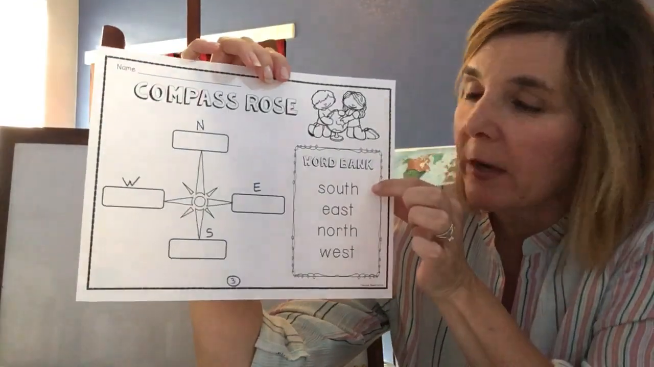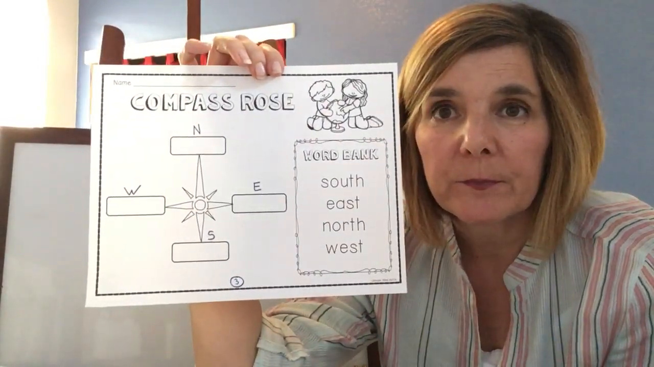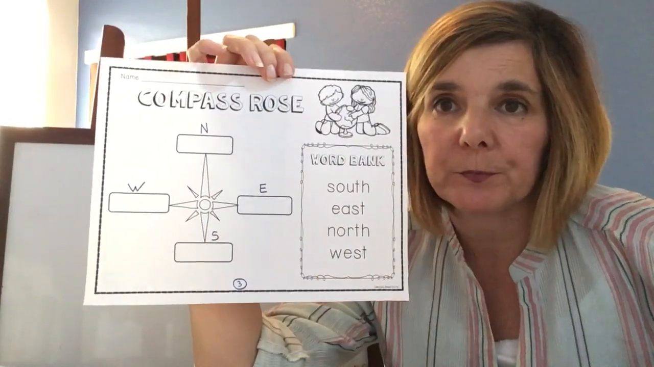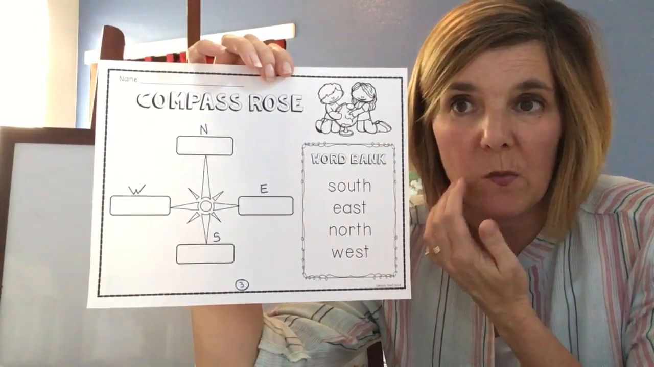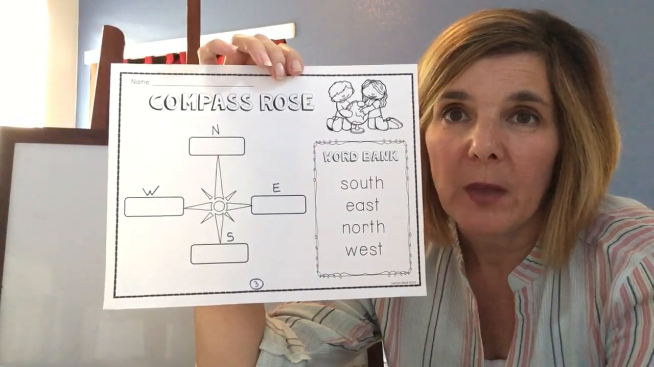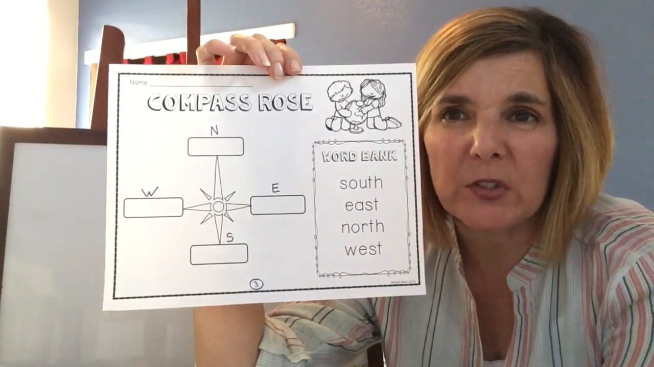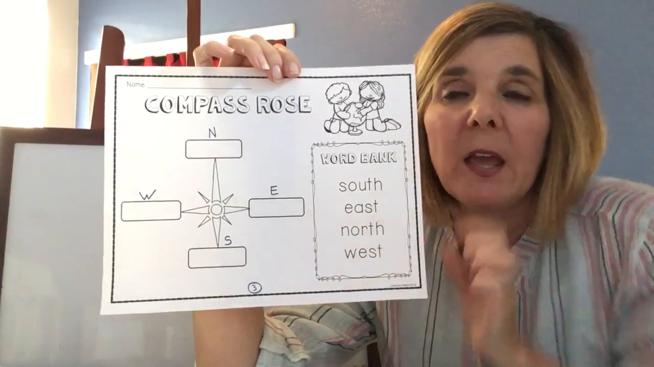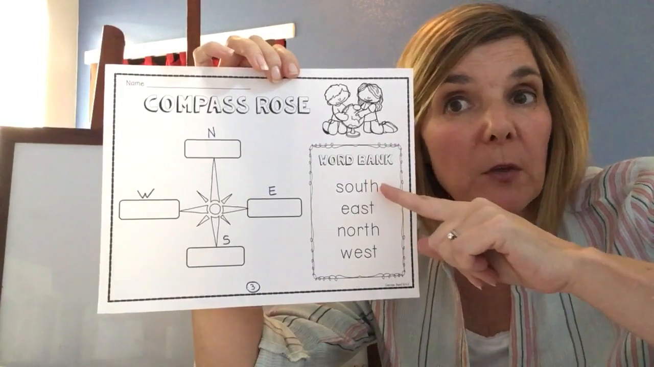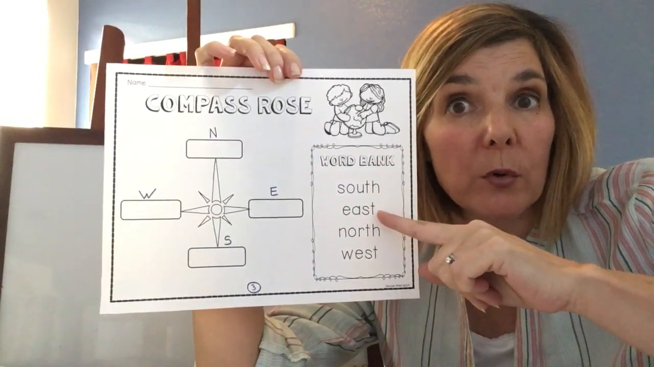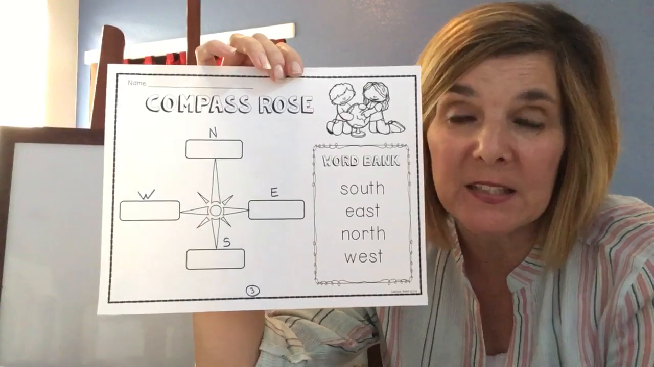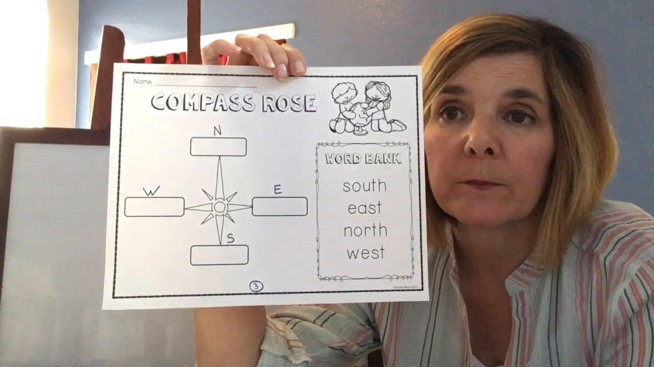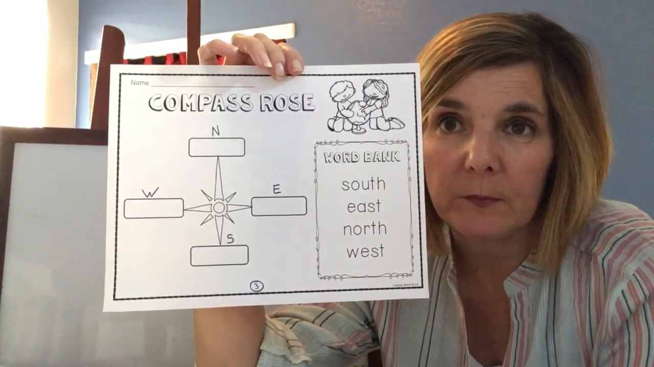What's the first direction? South. Add south to the box that has the S above it. I'll wait for you. I won't do it with you because this one's simple. You can do it by yourself. The next word is east. And use the strategy where you cross out the word that you use so you know what word might be next. East. East goes right there. I'll give you some time.